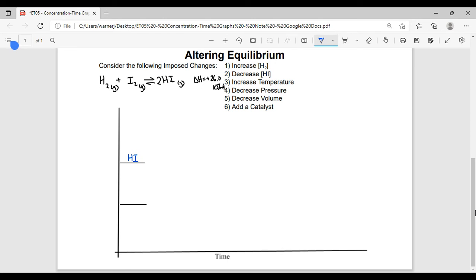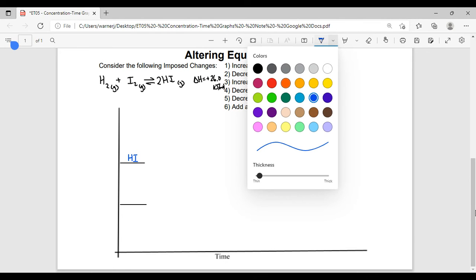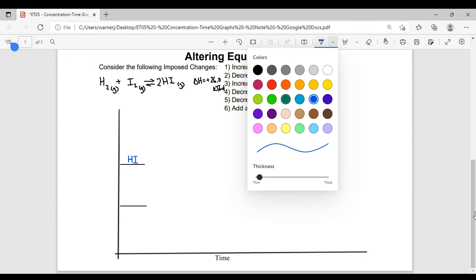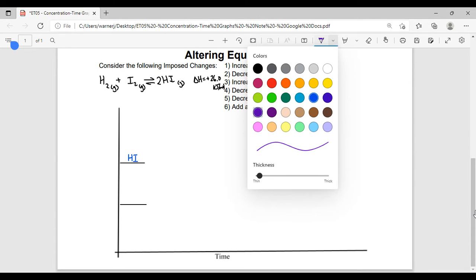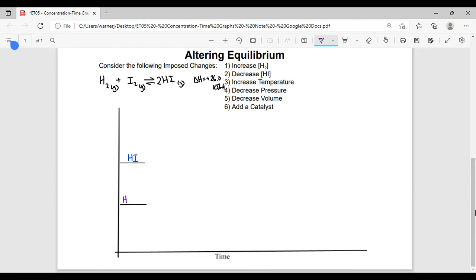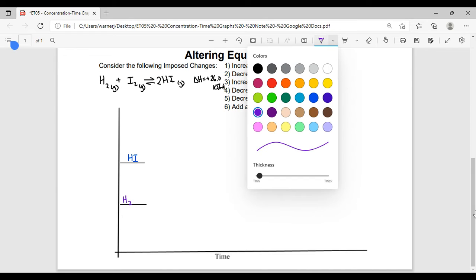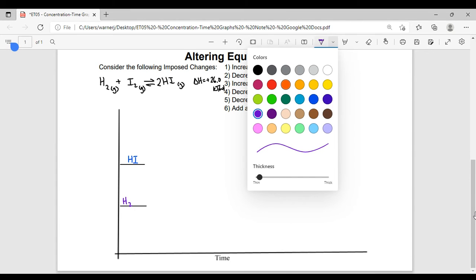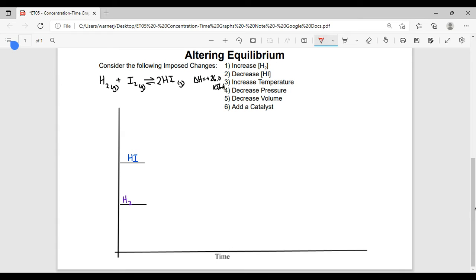I'll do it in blue, I guess, this time. And I'll do maybe purple as my H2. And my I2, I will do red. Okay. So my I2 are sitting down here. That's where my I2 and my H2 are at equilibrium when we start out. And this, remember, was concentration, moles per liter. And this was my time, let's just say in seconds.